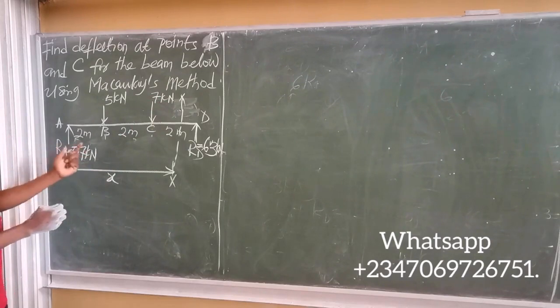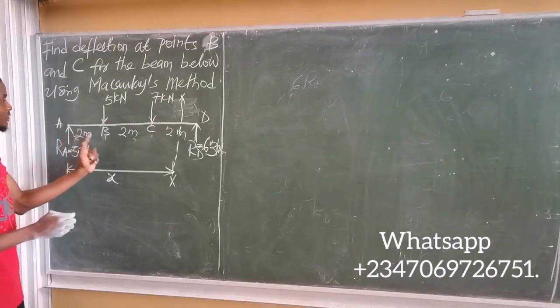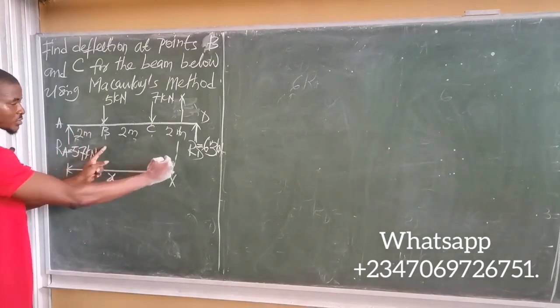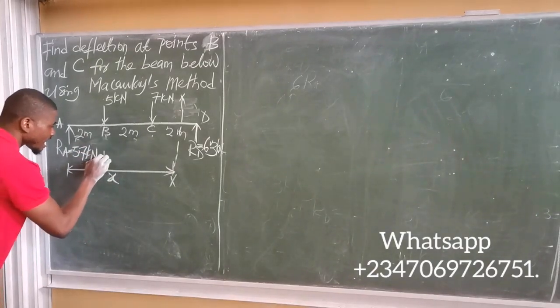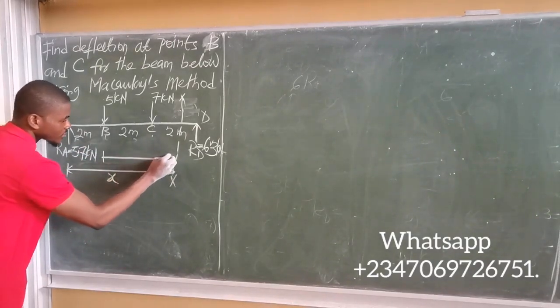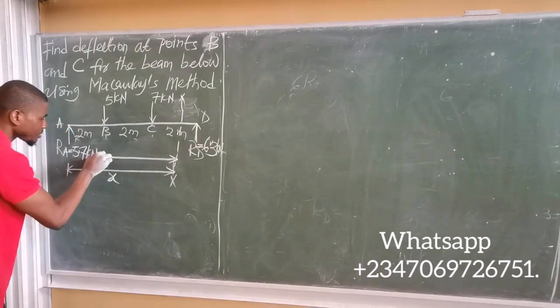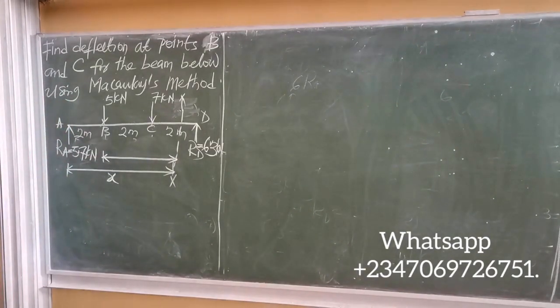What then is the distance of this 5 kilonewtons force from point B to the point of section? So all I need to know now is simply the distance of this force about the point of section, or point B about the point of section. What then is this distance? So I said, very simple.